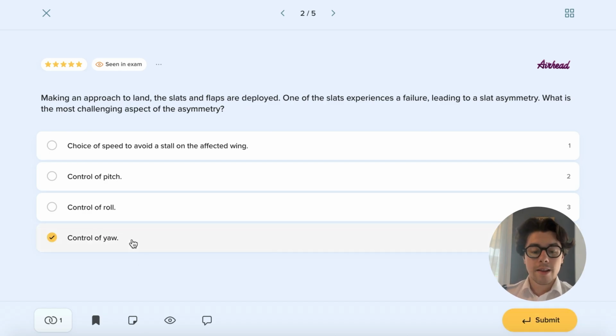And this question is slightly tricky because of the answer A, choice of speed to avoid a stall on the affected wing. This might seem correct, however, it is not particularly right. As we mentioned before, slats increase the CL max on the wing, which means that it stalls at a higher angle of attack, so lower speed. However, it can only be as an addition, meaning that a clean wing will still stall at a normal VSO, which is more than sufficient, and the approach is always made at a safe speed. So this should not be a consideration.